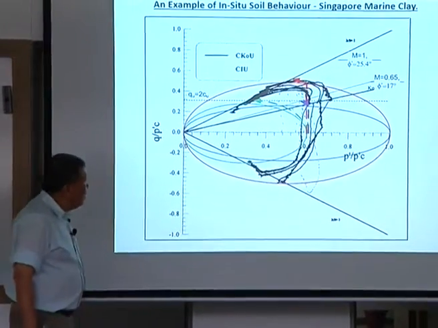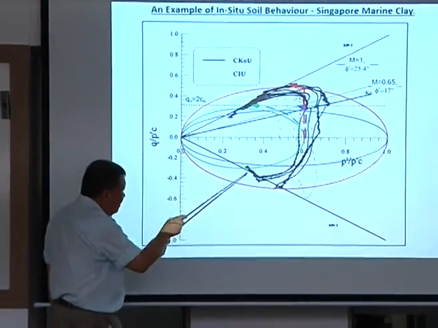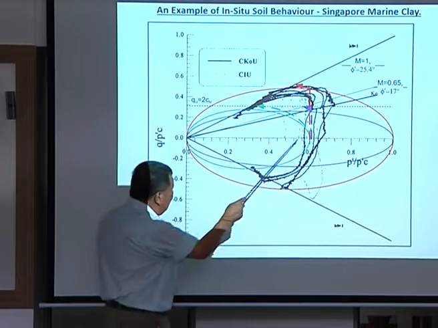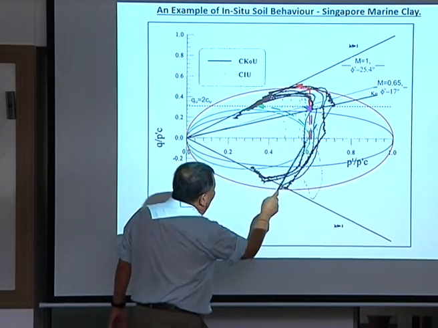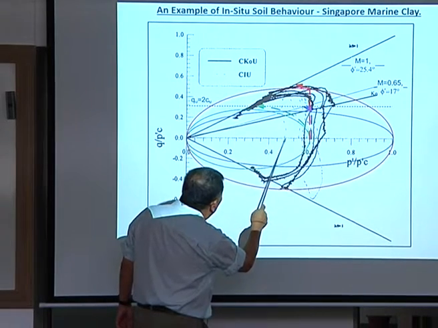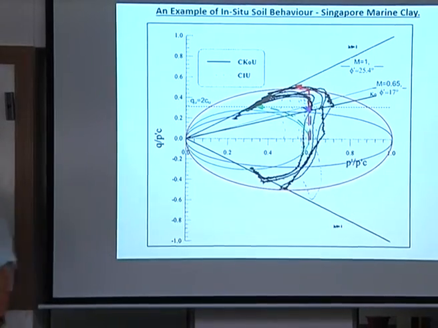Oh yeah, some of them are CK0U, some are CIU, some are extension tests. You can see these are extension tests coming up. Okay. The CIU are the black lines coming out from here. I don't know why there are some lines that go like this. I'm just wondering why. Let me take a close look at this.